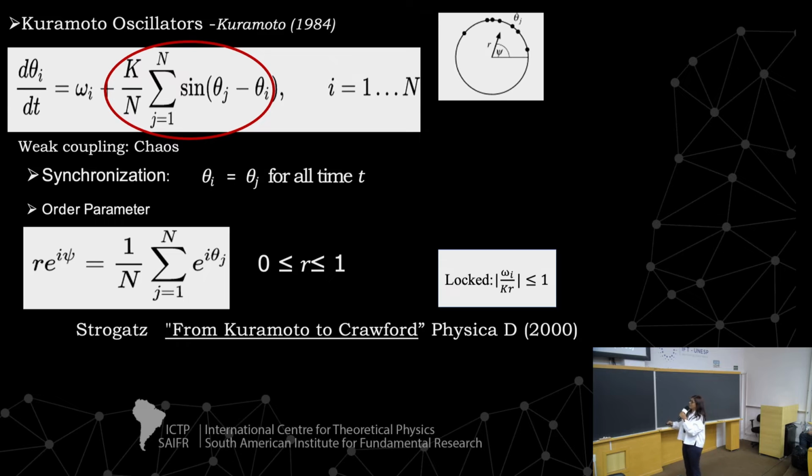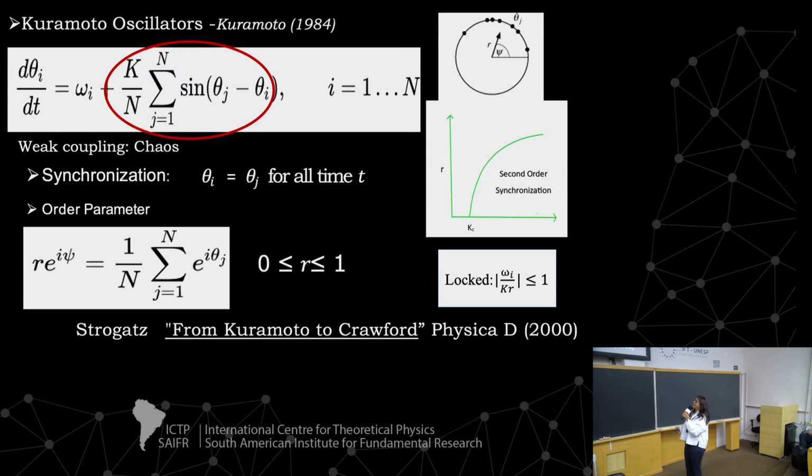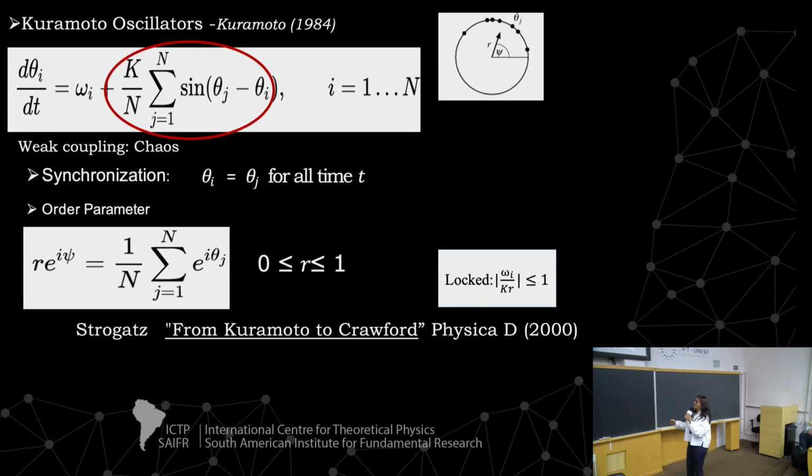And for complete synchronization, R is equal to 1. Otherwise, it is 0. So if thetas are homogeneously distributed between 0 and 2 pi, then your R will be 0. And if all thetas are equal, then this R would be 1. So R is the scalar quantity, which gives you the magnitude of the synchronization. And psi talks about the mean phase. So psi is nothing but the mean phase of all the oscillators.